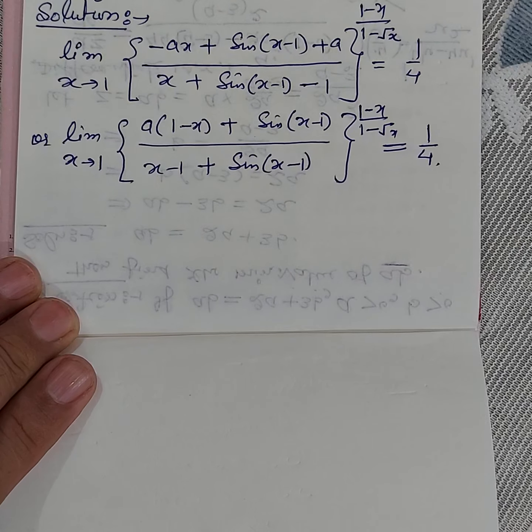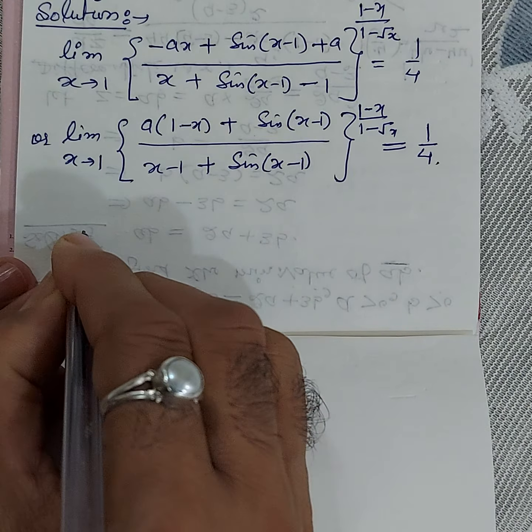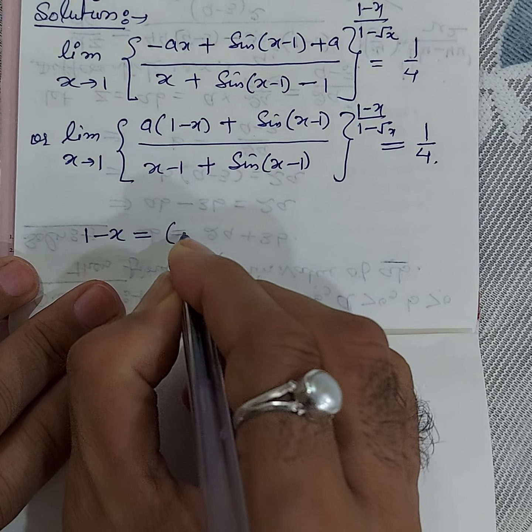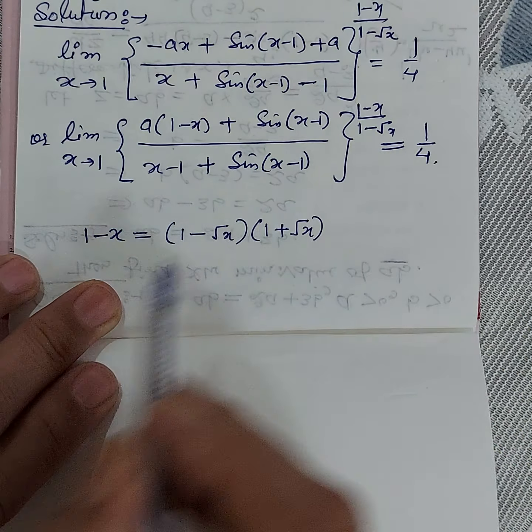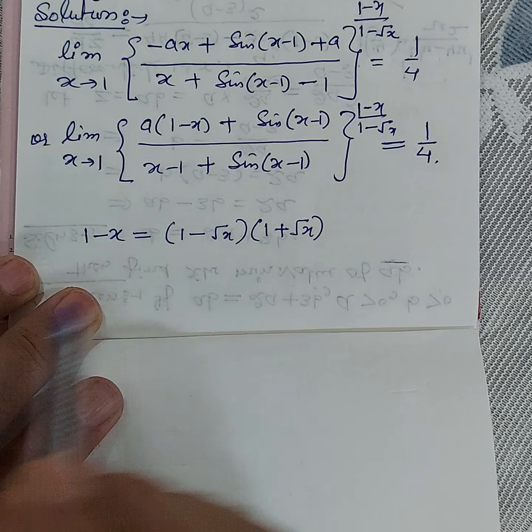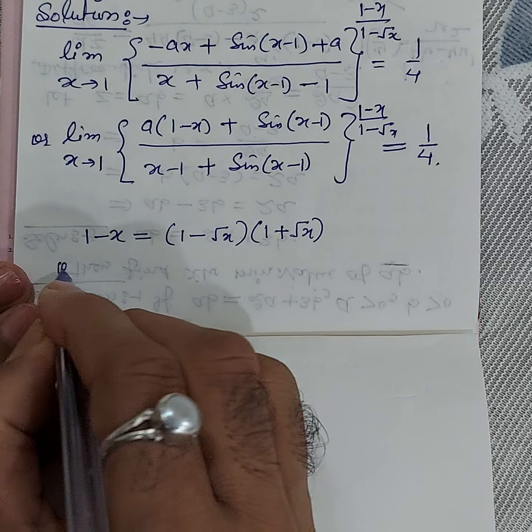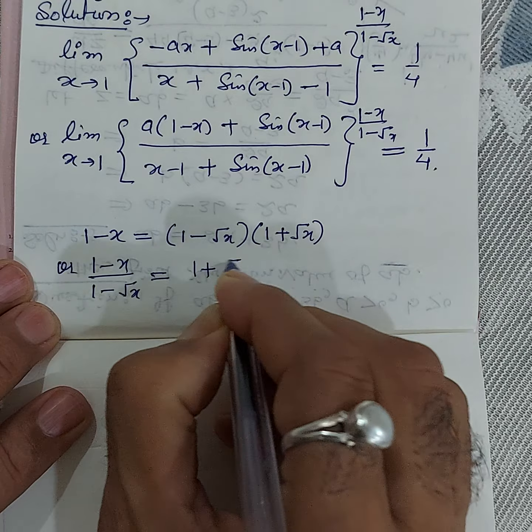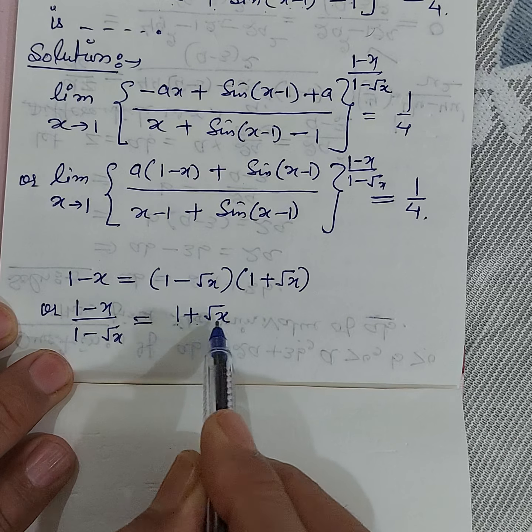Now we will look at the power (1-x)/(1-√x). Here, 1-x can be written as (1-√x)(1+√x), using the algebraic formula (a-b)(a+b) = a² - b². So 1-x over 1-√x is equal to 1+√x, and we will put this value as the power.